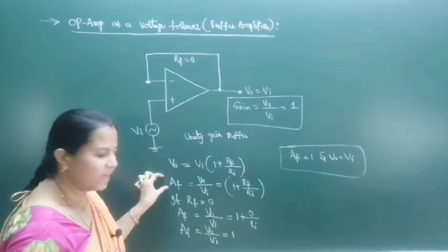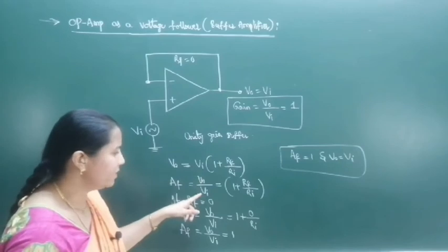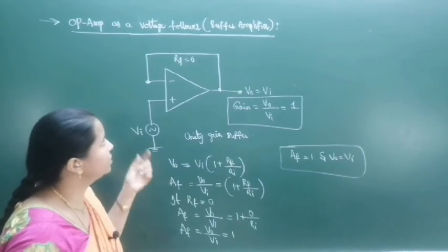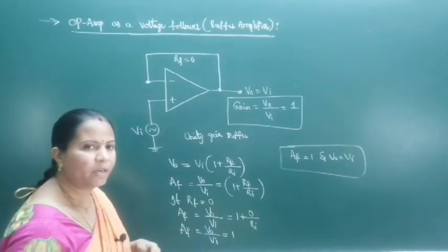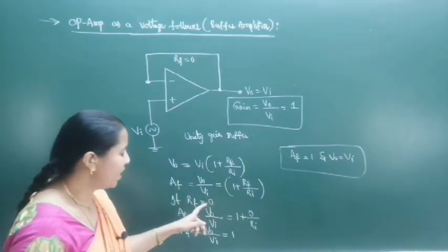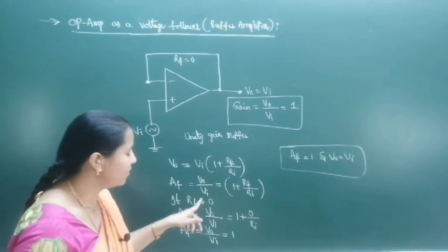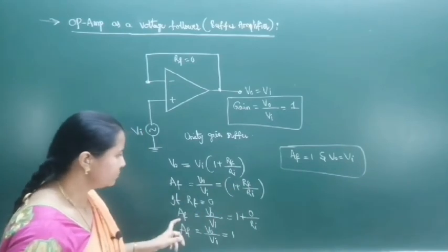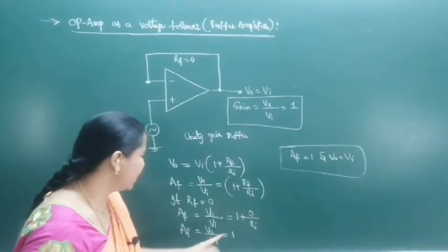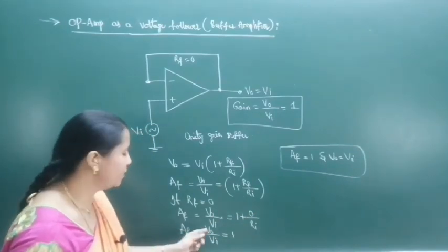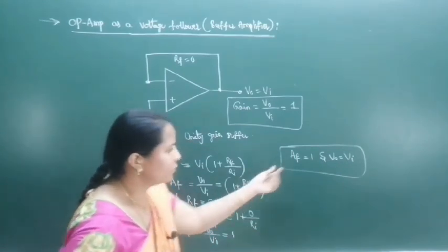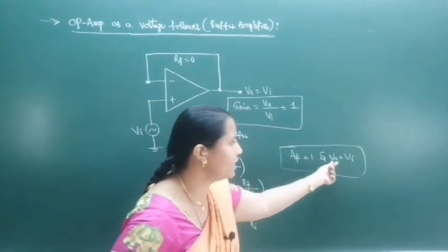So if you calculate the gain with feedback AF equal to V0 by Vi, it is equal to 1 plus Rf by Ri. So as in voltage follower or buffer amplifier, the feedback resistor equal to 0 and input resistor is also equal to 0. If you substitute Rf equal to 0 in this equation, you will get V0 by Vi equal to 1 plus 0 by Ri. So you will get gain with feedback AF equal to V0 by Vi equal to 1. So here we are getting AF, that is gain with feedback, equal to 1 and V0 equal to Vi.